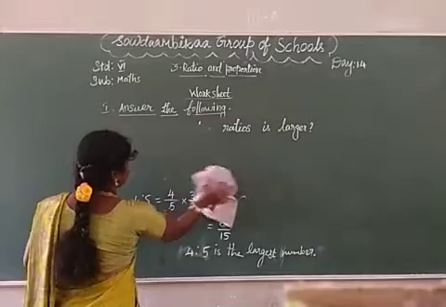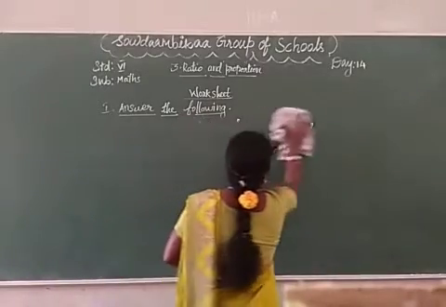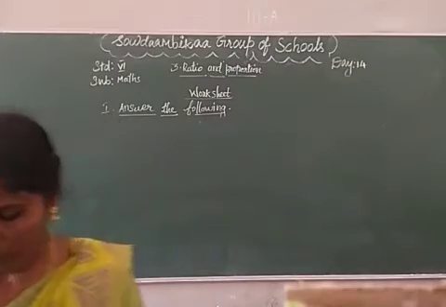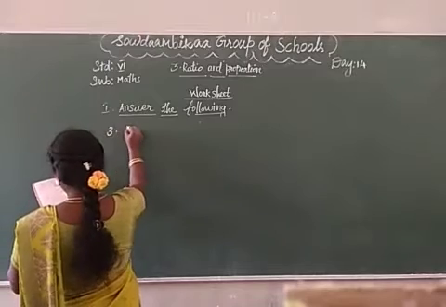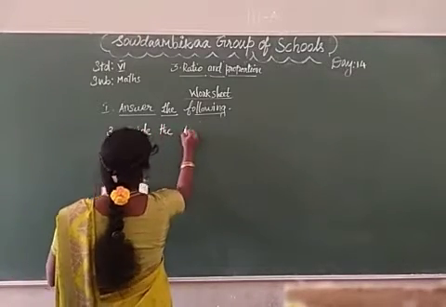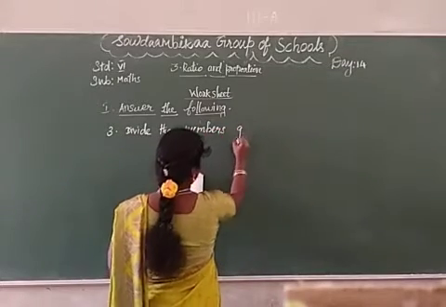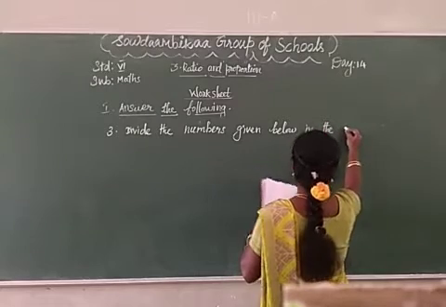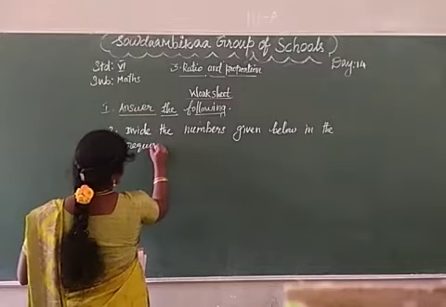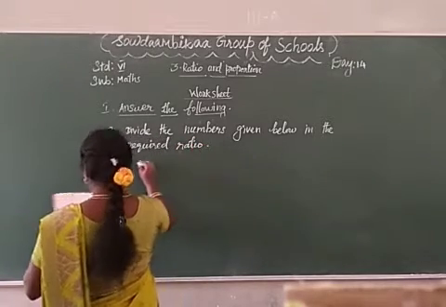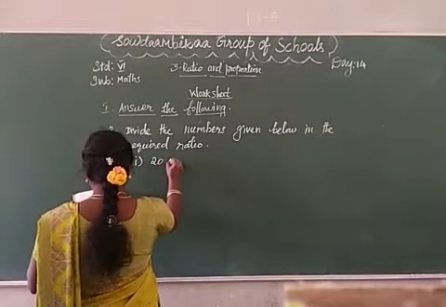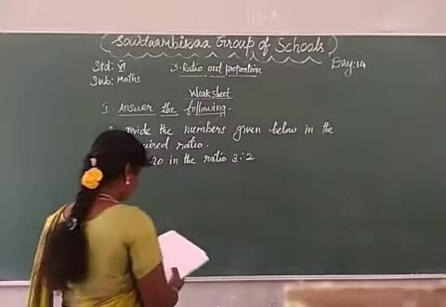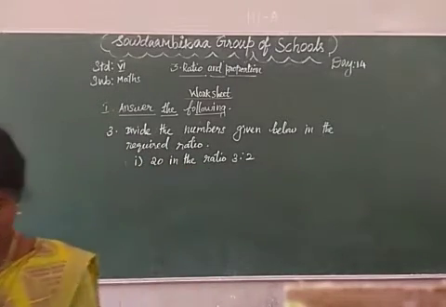The next sum. Third sum, divide the numbers given below in the given ratio. Divide 20 in the ratio 3:2.